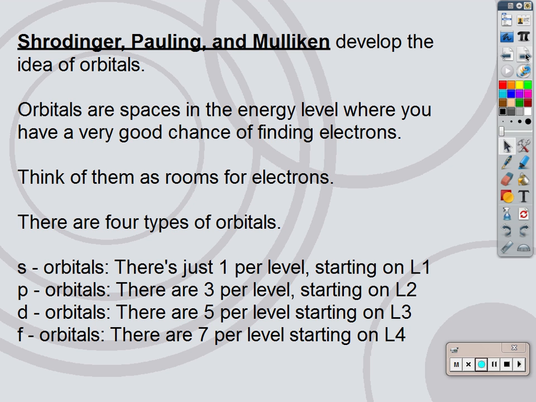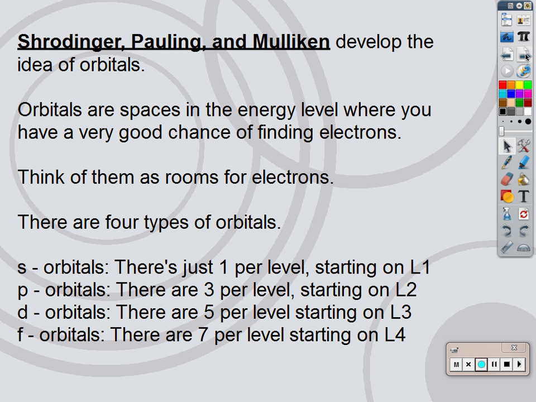Think about them as rooms for the electrons. It's like taking that energy level and dividing it up into compartments. And in each one of those compartments, you're likely to find electrons. They discovered 4 different types of orbitals: s orbitals, p orbitals, d orbitals, and f orbitals. As far as the s orbitals go, there's one of those on every single level, starting as close as you can get to the nucleus on level number 1.